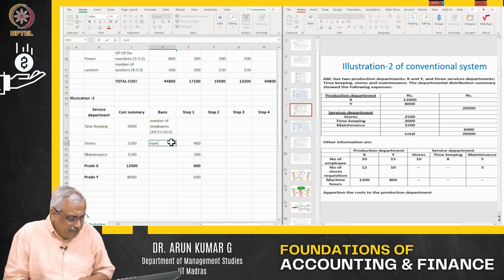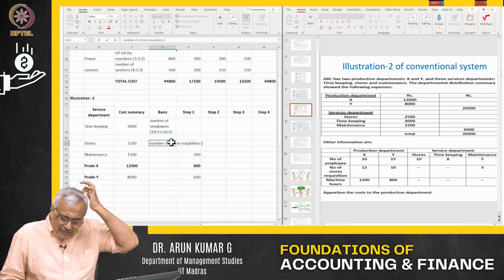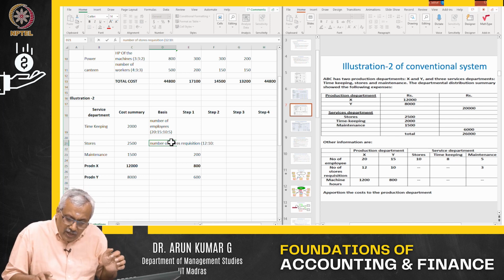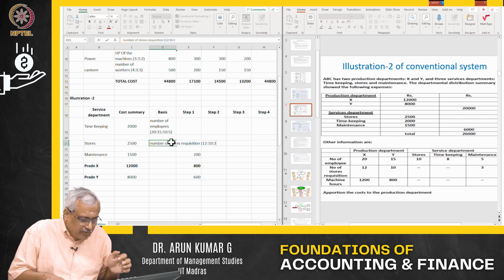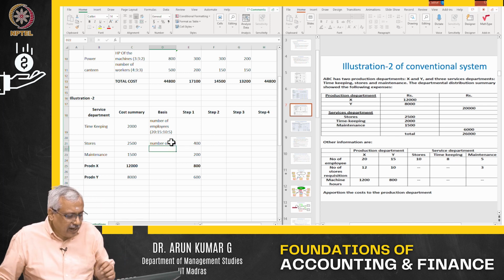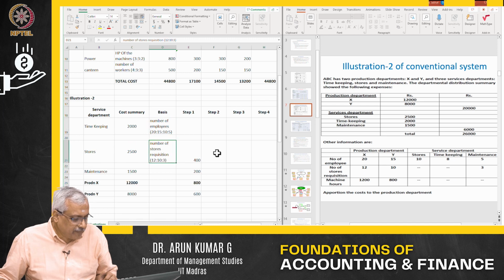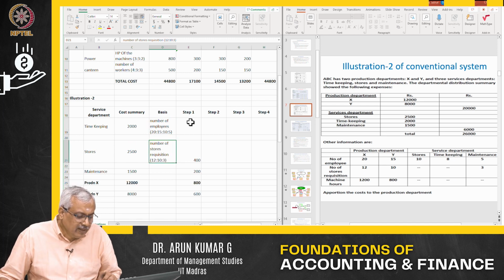Number of stores requisitions, which is on the basis of 12 is to 10 is to 3, that is going to be the basis here, and that is what we are basically going to use in this particular case. So, these numbers again I am just going to center up.